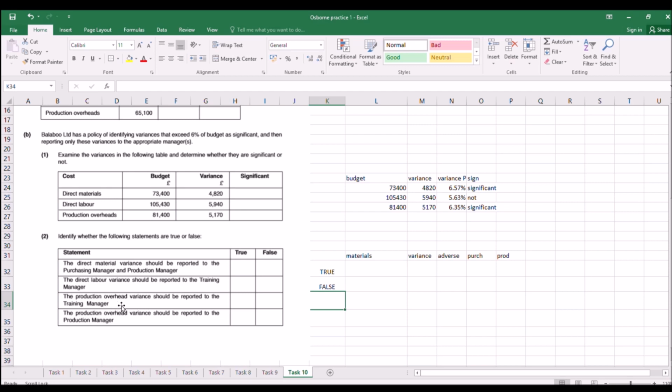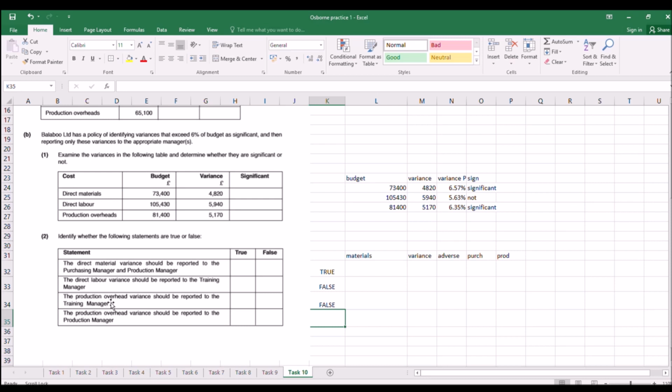The production overhead variance should be reported to the training manager. Well, that's a nonsense answer. What on earth would the production overhead variance have in terms of the reason why there's a production overhead variance at level 3, really, in terms of we've not produced as much as we wanted to, and so we haven't absorbed as many overheads as we wanted.